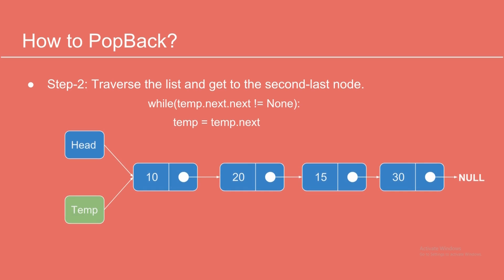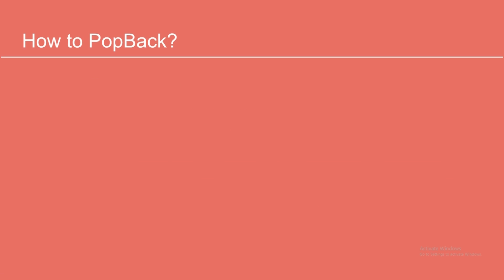Initially, we are at node 10. The next node is 20 and the next.next is 15, which is not equal to none, so we will move forward. Now we are at node 20. The next node is 15 and the next.next node is 30, which is also not equal to none, so we will move forward. Now we are at node 15. The next node is 30 and the next.next is none. Hence, we have reached the second last node. So we can stop the while loop now.